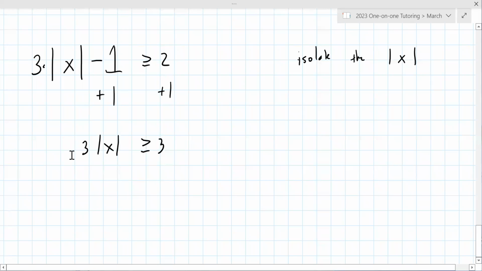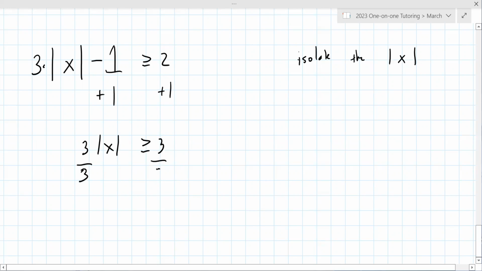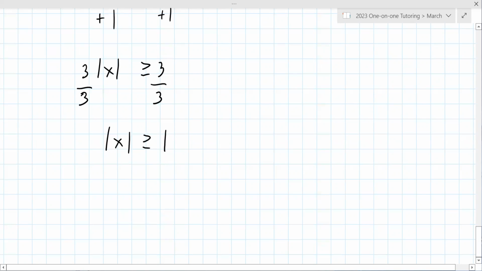How do you undo this 3 in front of the absolute value of x? Divide it on each side. Divided by 3 on both sides. Good. So the absolute value of x greater than or equal to 1. So this produces two possibilities. It's the possibility that x is greater than or equal to 1, or this is where you have to flip the inequality and negate the number. So always two things there. Flip the inequality and negate the number.